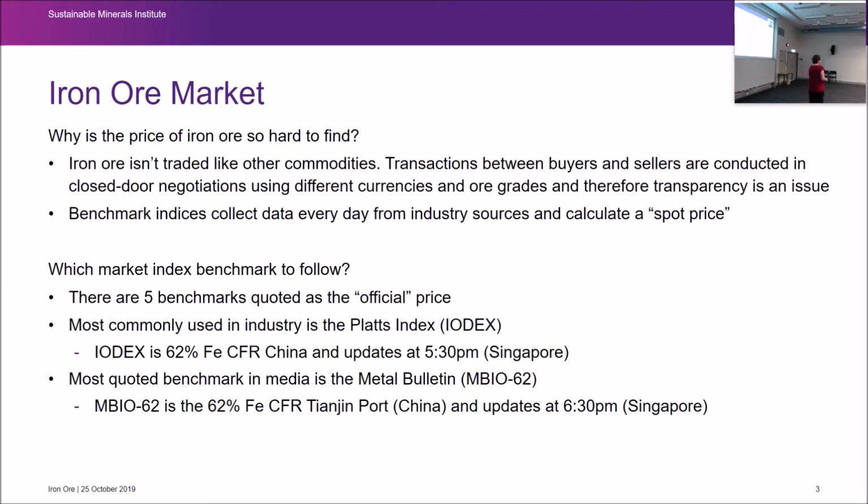The way the industry works is it uses benchmark indices that collect data every day from industry sources, and then that is used to calculate the spot price. Currently there are about 5 of these benchmark indices used in various circumstances. The most commonly used one in the iron ore industry is the Platts Index, and that refers to a 62% iron content fines product, cost and freight delivered to a China port, and updates at 5:30 p.m. in Singapore time.